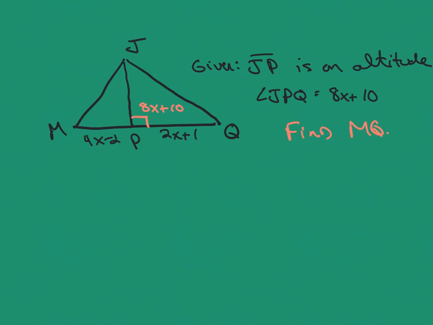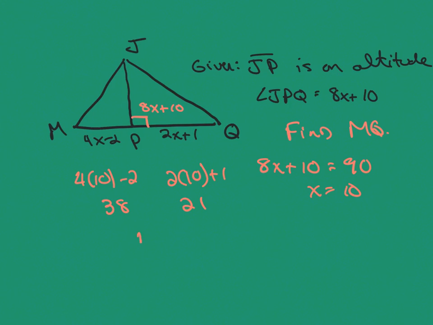So in order to do that, we need to set up an equation. We don't know that JP is a median, so we can't assume that these two parts, MP and PQ, are congruent. Since we know it's an altitude, we know that 8x plus 10 is a right angle, and so therefore it's equal to 90. Solving for x, we see that x equals 10, and we can substitute x into 4x minus 2, and we see that that's 38. And when we substitute in here, we see that this is 21. And so in order to find MQ, that's going to equal 38 plus 21, which is 59.